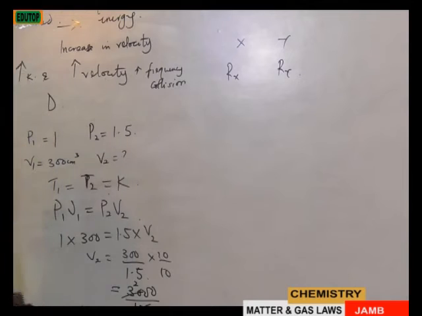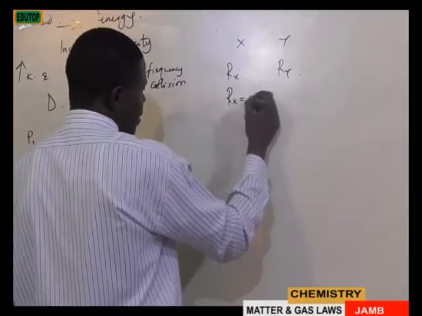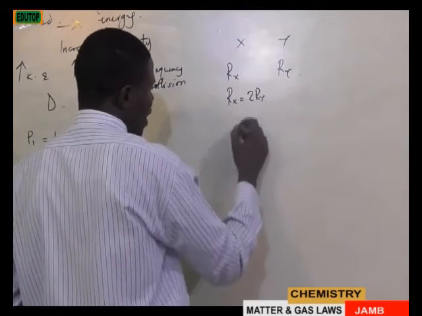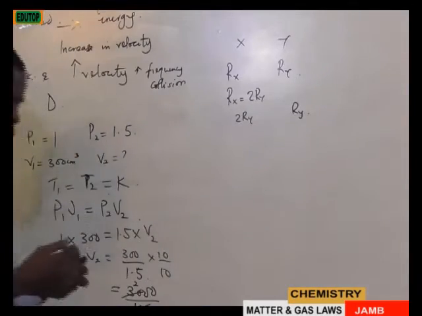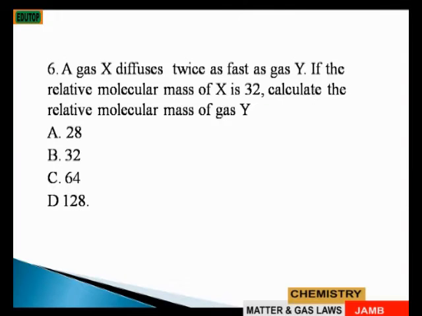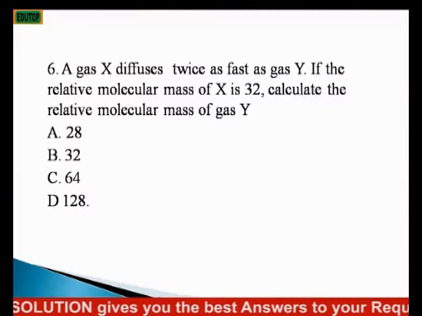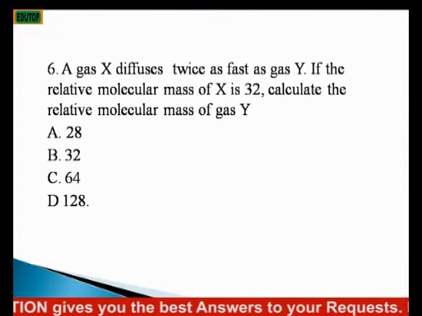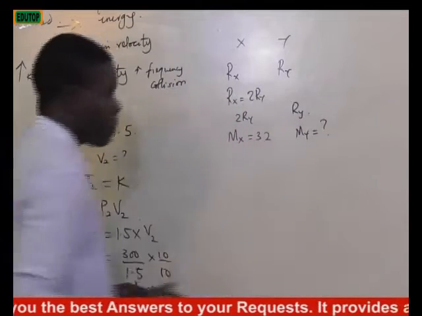So they are telling you that gas X diffuses twice as fast as gas Y. Automatically what it means is that Rx is equal to 2 Ry, while Ry remains the same. That is the rates. Now, if the relative molecular mass of X, that is Mx, is 32, find or calculate the relative molecular mass of gas Y. So we have to look for My.